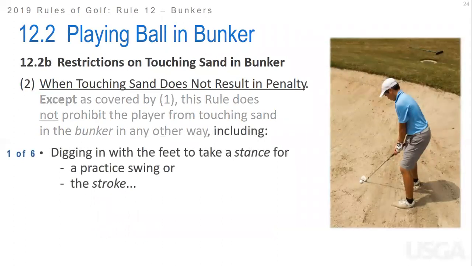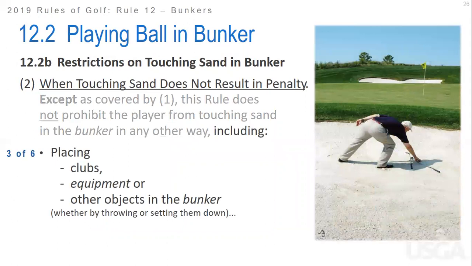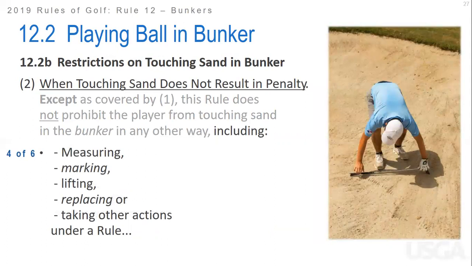You are still allowed to dig in with your feet to take a stance for either a practice swing or the stroke. You can smooth the bunker to care for the golf course. You can place clubs, equipment, or other objects in the bunker. You can measure, mark, lift, replace, or take other actions under a rule. So let's say, for example, on the right, this guy is taking unplayable ball relief. He is using his club to measure his relief area, and in doing so, he's touching the sand. Under the rules, that would be okay.